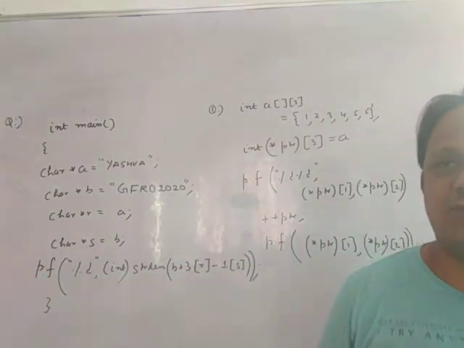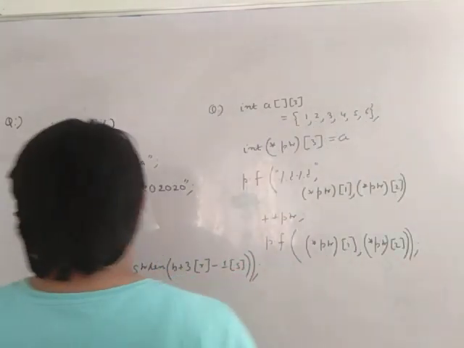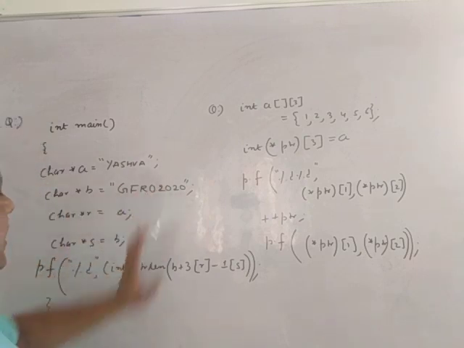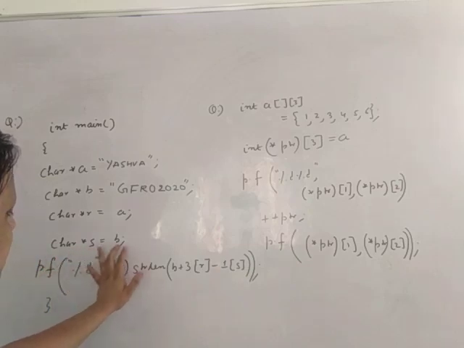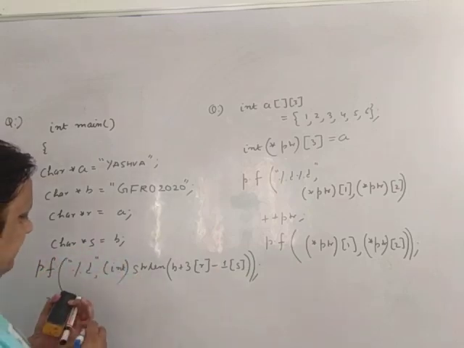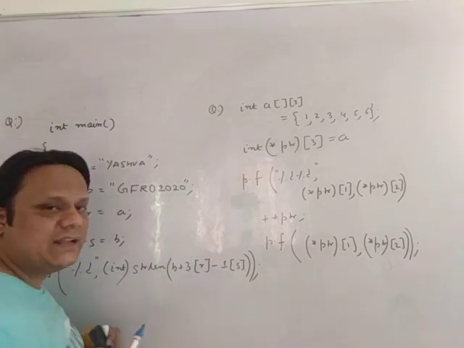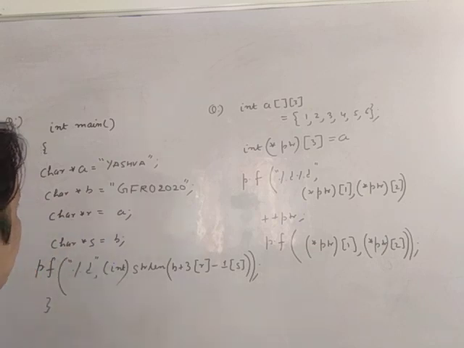Hi guys, so moving on to the next question. Char *A = "Yashva", char *B = "WIPRO20", char *R = A, char *S = B. Printf strlen(B + 3[R] - 1[S]). The question is simple. Now let's see how we're going to solve this.